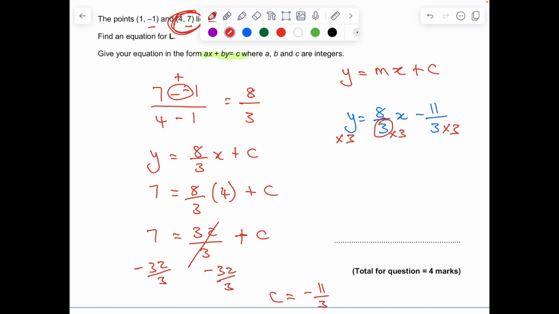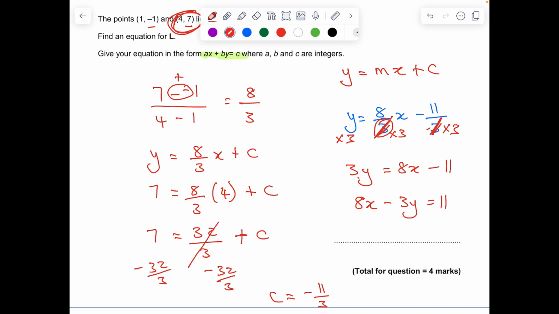So if I multiply everything by 3, y times 3 becomes 3y equals 8 over 3 times 3. So I'm just getting rid of that 3. So it just gives 8x. Take away 11 over 3 times by 3. I'm just getting rid of that 3, minus 11. And then I just take the 3y over to the other side, so it becomes 8x minus 3y equals 11.